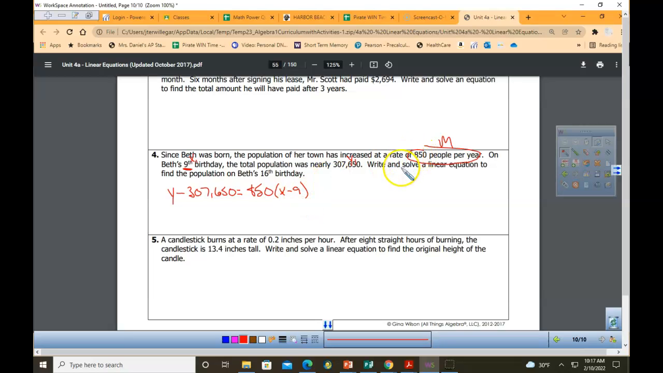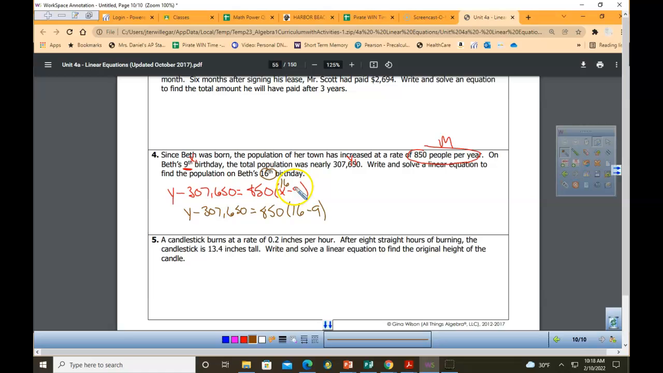So now what we're asking is, can we solve the equation on Beth's 16th birthday? So her 16th birthday, that's my x. So I'm going to plug that in for this x right here. That's going to be 16. And then I'm going to solve. So it'll be y minus 307,000 equals 850 times 16 minus 9.